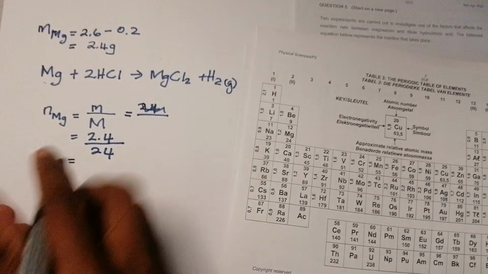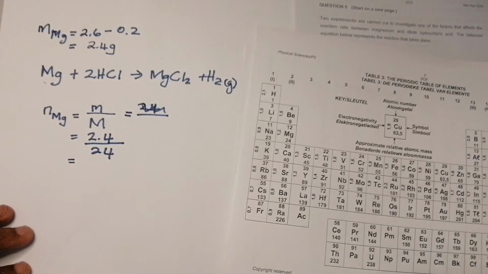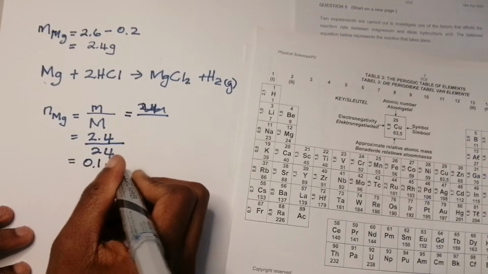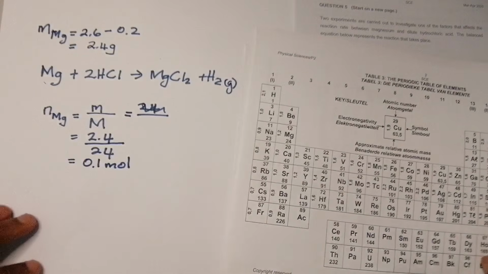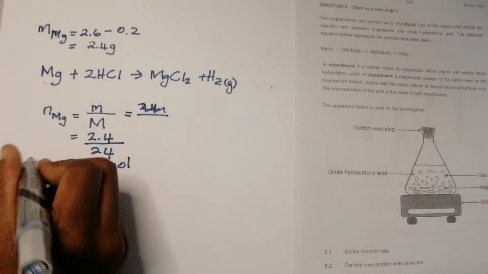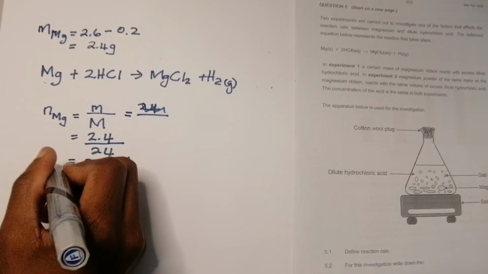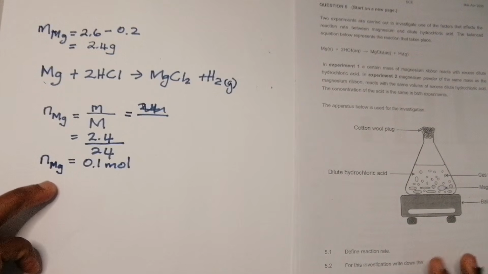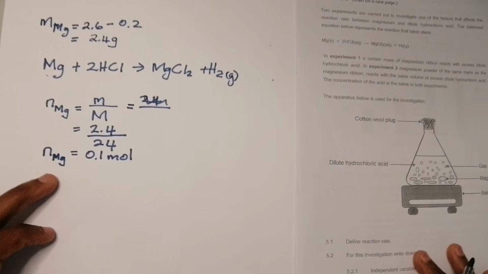And now obviously this is going to give us a value of 0.1 moles. Now stay with me, ladies and gents. So that is the number of moles of what? Magnesium. Okay, so that is the number of moles of magnesium. But that's not what I was asked.